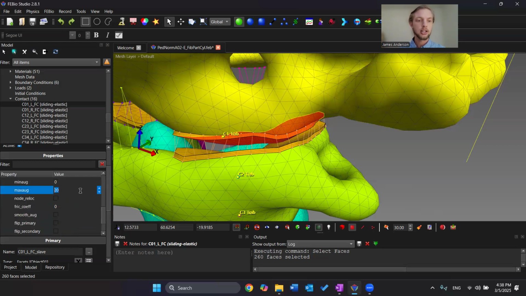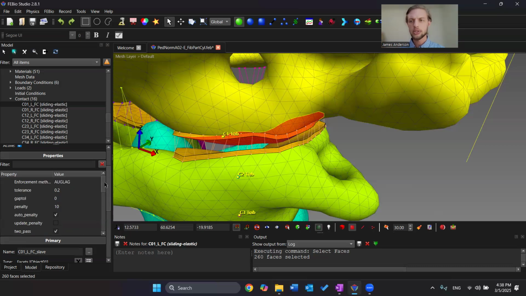These max aug and min aug, 20 is good. If you want the augmented Lagrangian to really kick in, if you feel like it isn't doing enough, then you can turn this min aug maybe just up to 1 to get it started.